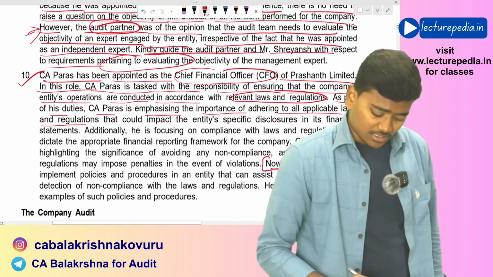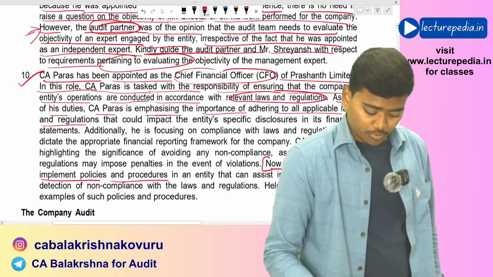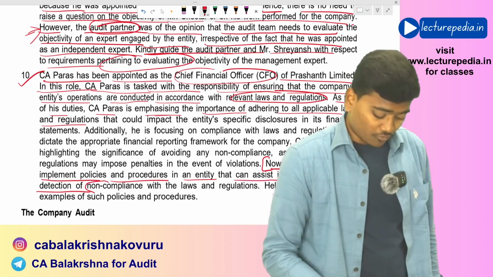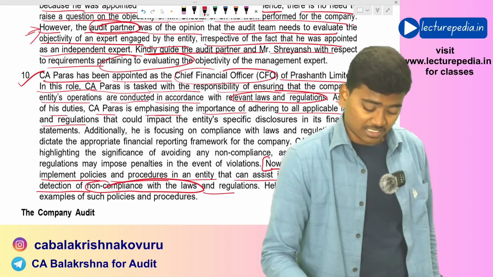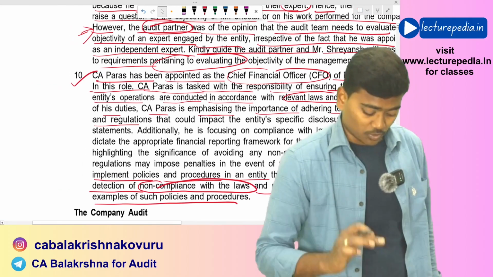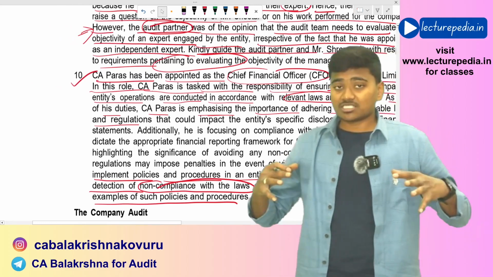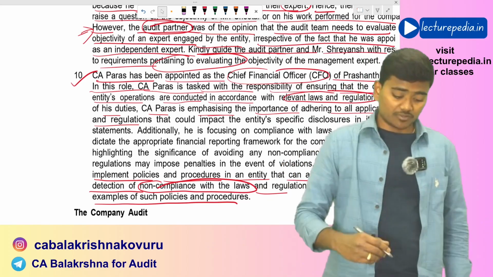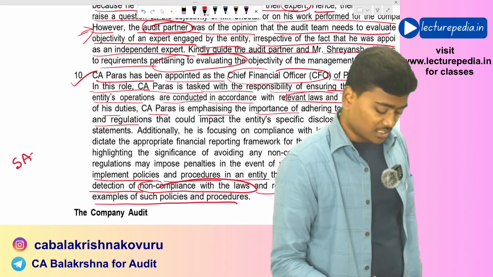Now, CA Paras wants to implement policies and procedures in an entity that can assist in the prevention and detection of non-compliance with laws and regulations. Help CA Paras by citing examples of such policies and procedures. Now CA Paras wants to implement policies and procedures in the organization so that non-compliance with laws and regulations will not occur. Here you need to refer to SA 250.